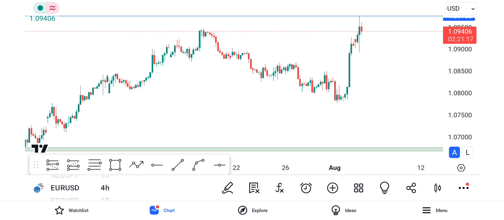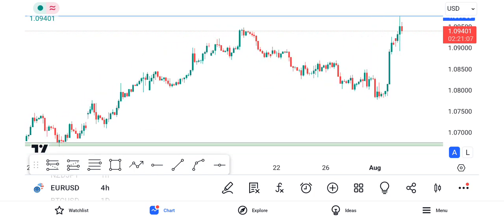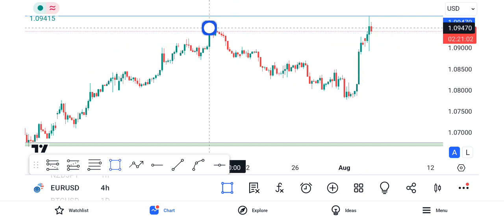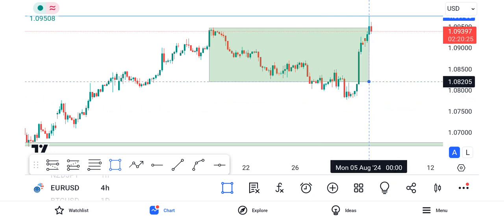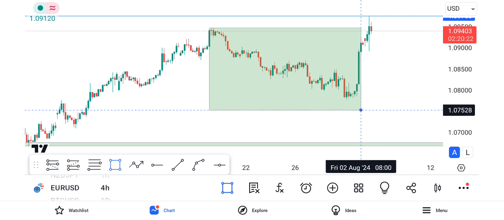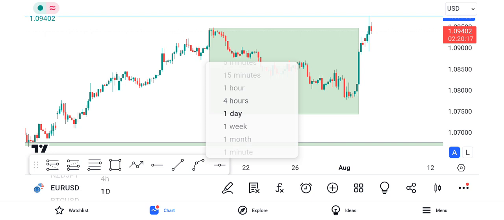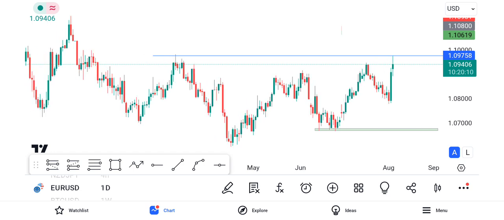So for EUR USD, what is our anticipation? Right here on the 4 hour time frame, you can see the current trend is bearish, from this point down to this place. Price has been bearish. And this move right here, if you go on the daily time frame, might just be a retracement. As you can see, guys, it's a retracement.